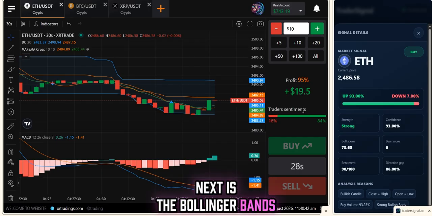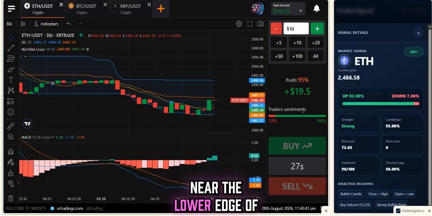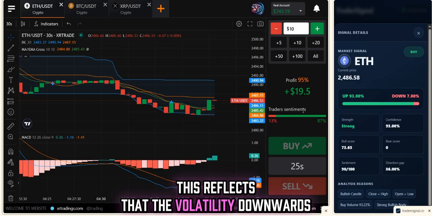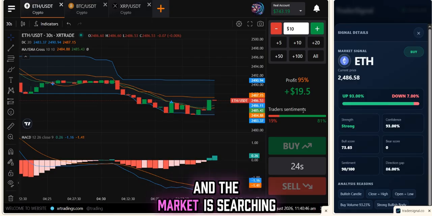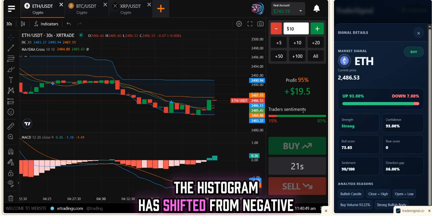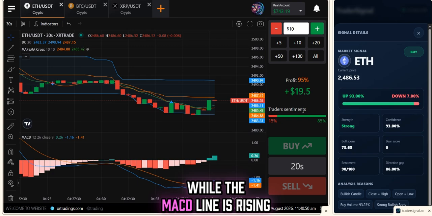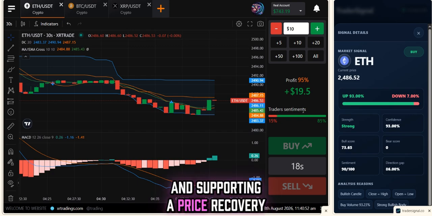Next is the Bollinger Bands. Previously, the price moved down near the lower edge of the band, but now it's starting to move inside. This reflects that the volatility downwards is decreasing, and the market is searching for a new equilibrium. But the most interesting indicator in this chart is the MACD. The histogram has shifted from negative to positive, while the MACD line is rising. This means the momentum is changing direction and supporting a price recovery.